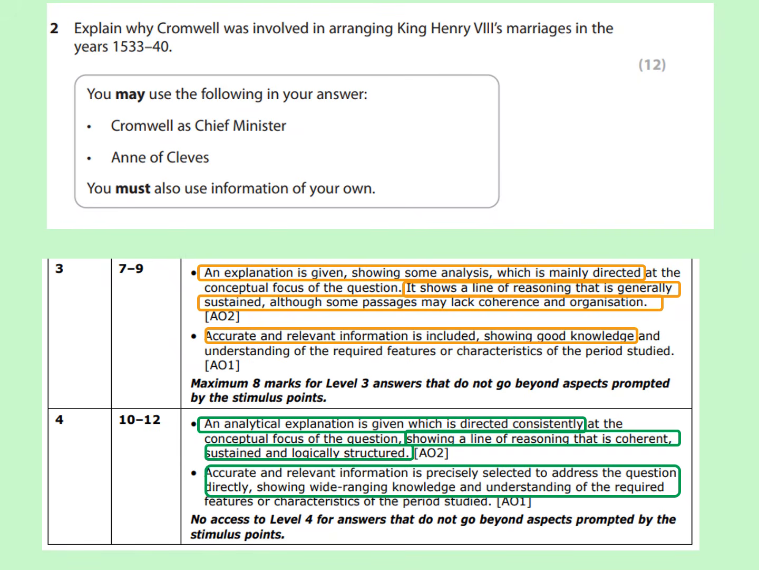It says accurate and relevant information is included, showing good knowledge for level 3, but accurate and relevant information is precisely selected to address the question directly, showing wide-ranging knowledge and understanding of the required features and characteristics of the period studied. And just be a little bit careful, a maximum of 8 marks can be awarded for level 3 answers that do not go beyond the aspects prompted by the stimulus points. So just bear that in mind as you're answering this question.